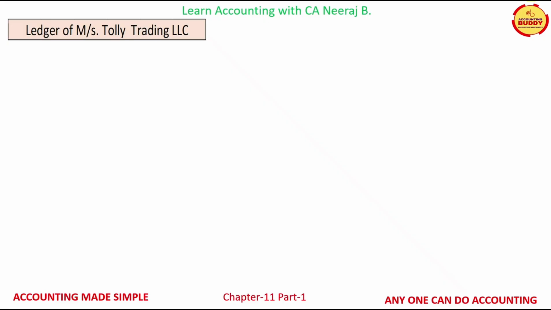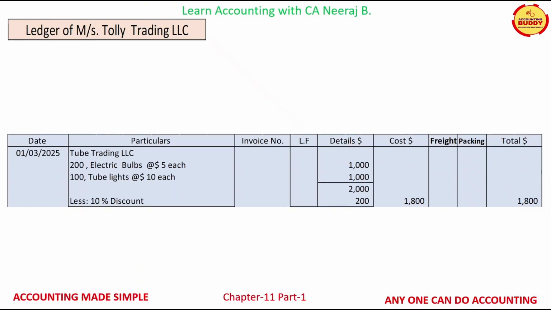Let us now post the entries of purchase book to the ledger account of respective supplier accounts. The abstract of the purchase book related to the goods purchased from Tube Trading LLC for $1,800 net of trade discount is displayed on your screens.